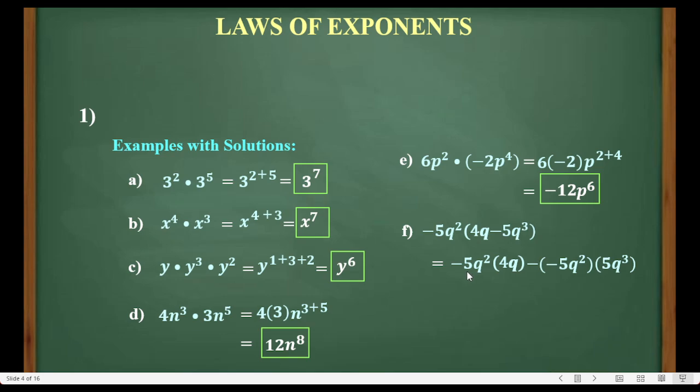First, we isolate negative 5 and 4. We group them first, followed by multiplying q squared by q. Q squared times q. We know that the exponent of q is 1. So 2 plus 1. Then negative 5 multiplied by 5 first. Then multiply q squared by q cubed. So q raised to 2 plus 3.